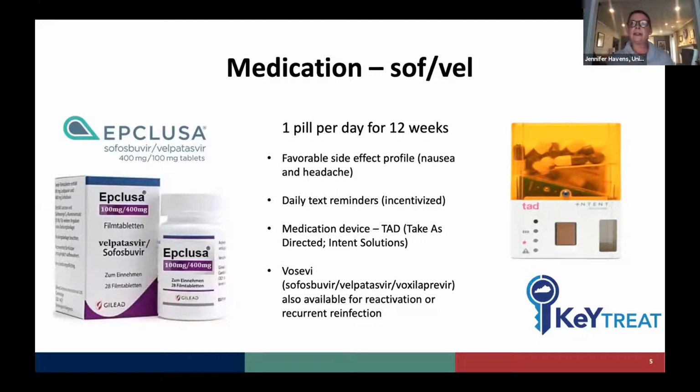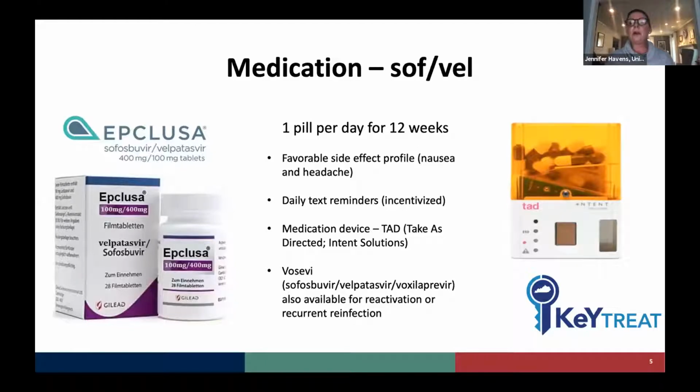We do have daily text reminders, which are incentivized at $1 per day if they respond with a yes, a no, an emoji, have a nice day, whatever. If they respond to us, we know that they received the reminder and we will give them $1 a day. And that's worked really well thus far.